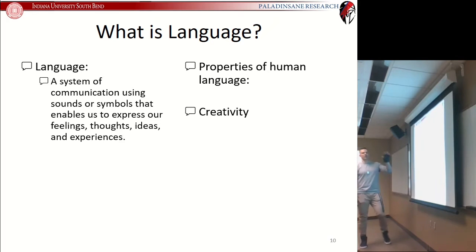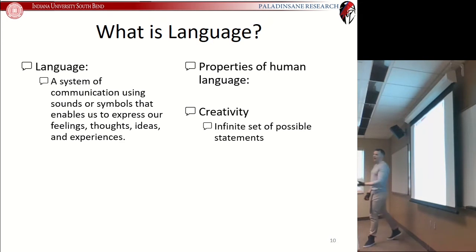So what makes human language distinctively human? Well, one of the first properties is the idea of creativity. Human language has an infinite set of possible statements. You will never exhaust the things that a human language can describe. You might find something that is indescribable, right? Oftentimes we come across something where there are no words. I'm speechless, there's no way I can describe this. But there's not going to be a limit to what you're able to describe with a language. There's an infinite set of possible statements.